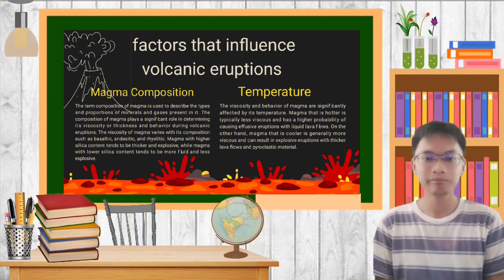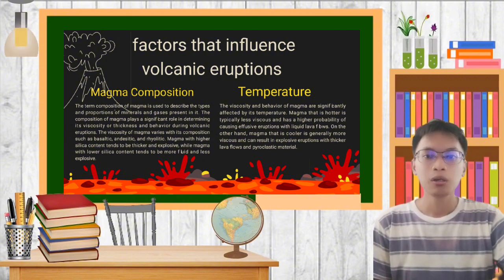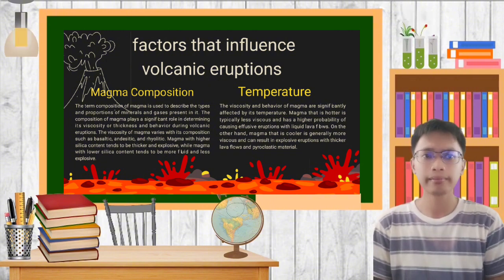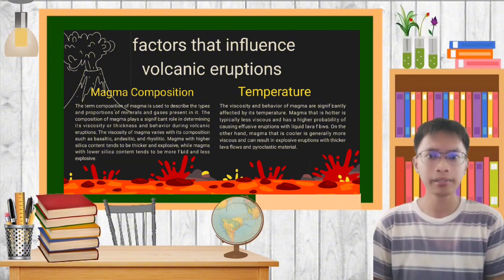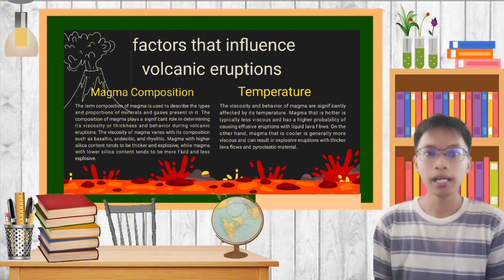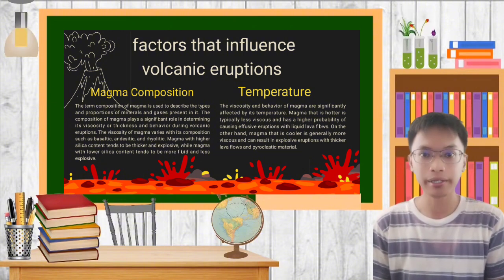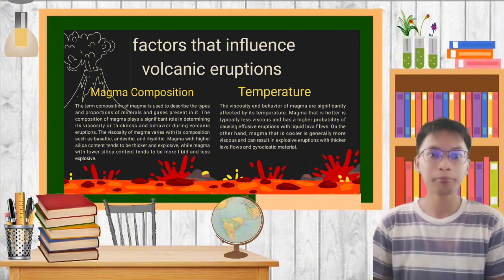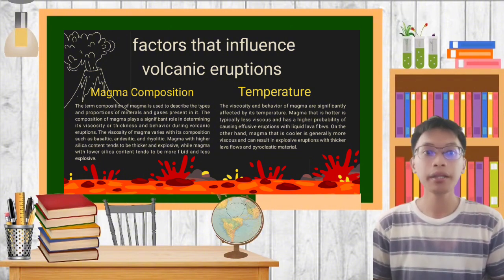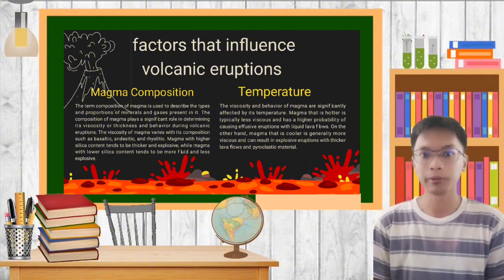So it's clear? So now let's proceed to the second factor, which is the temperature. We know that the hotter magma is generally more fluid and erupts more easily, while the cooler magma is thicker and can lead to more explosive eruption. Imagine pouring hot honey versus cold honey. The hotter one flows more readily compared to the colder one.